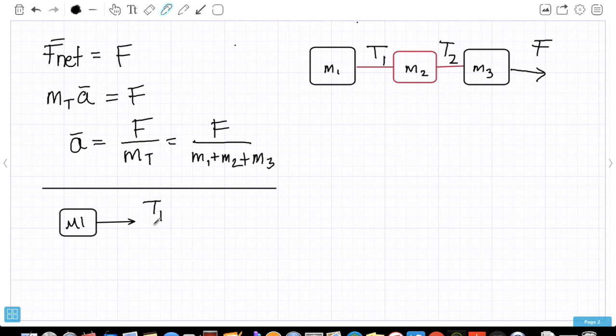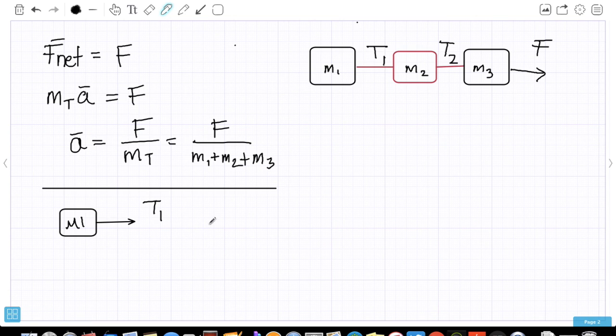So we can already get a sense of what tension 1 must be like, because the force has to be kind of parceled out to each of these masses. Some of the force is being applied here, some of it's being applied here, and some of it's being applied here. So the tension relates the remainder of the force to M1.